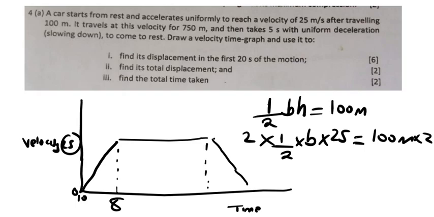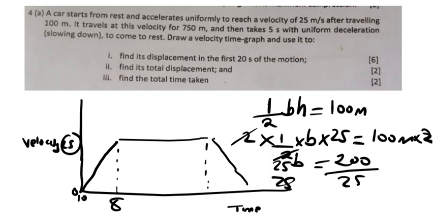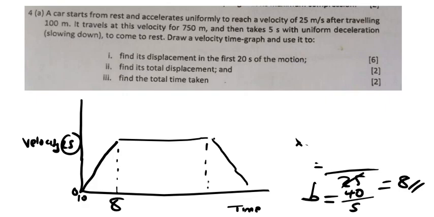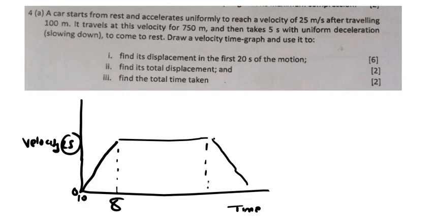When I multiply by 2 on both sides, the 2 and the 2 divide out on this side. I'm going to have b multiplied by 25, which gives me 25b, equal to 100 multiplied by 2, that is 200. Then I divide by 25 on both sides to find my b. So b is equal to 200 divided by 25, which gives me 8. So for the first phase of uniform acceleration, it took 8 seconds. That's the 8 that I've written.